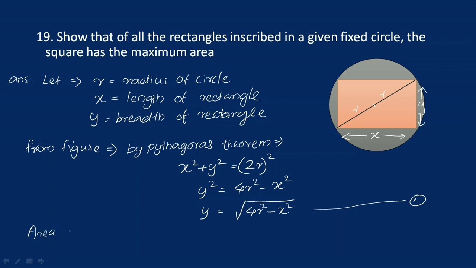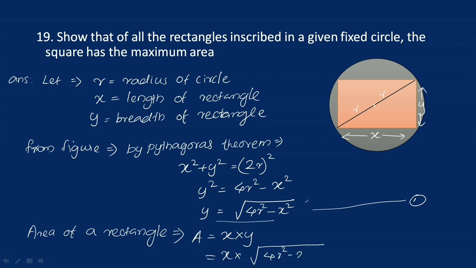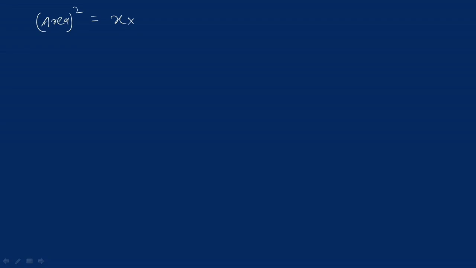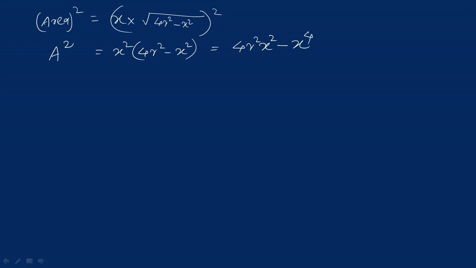Let it be equation number 1. Now what is the area of the rectangle? That is length into breadth, that is A is equal to x into y. So A is equal to x into y, that is root of 4r square minus x square. Now what is area whole square? That is x into root of 4r square minus x square whole square. So taking square inside the bracket, we have x square into 4r square minus x square. Now x square is taken into the bracket, so we have 4r square x square minus x raised to 4, that is area square.